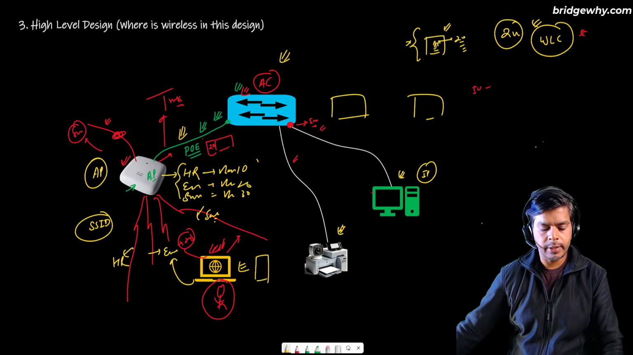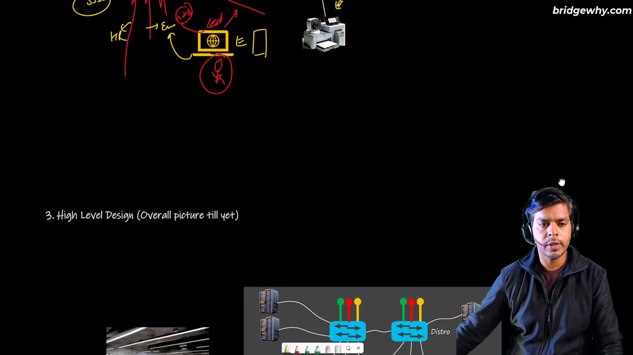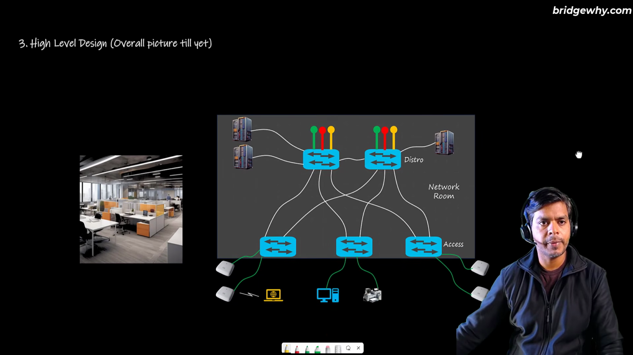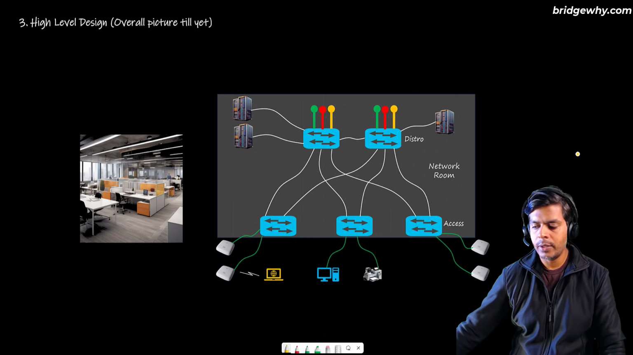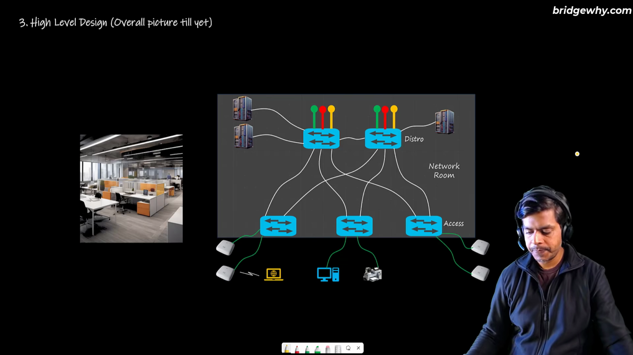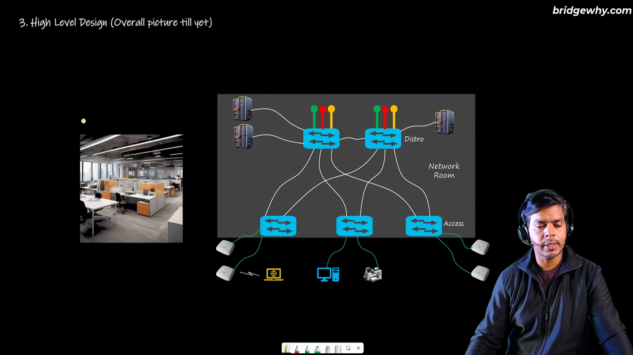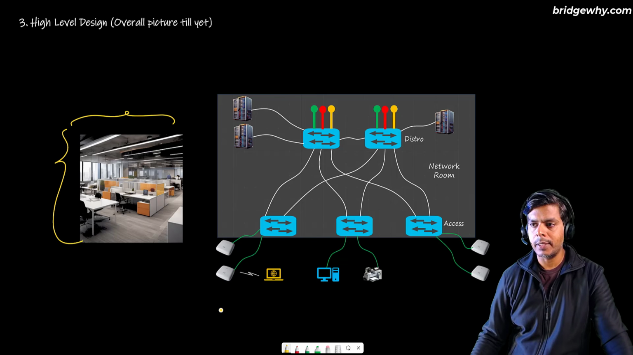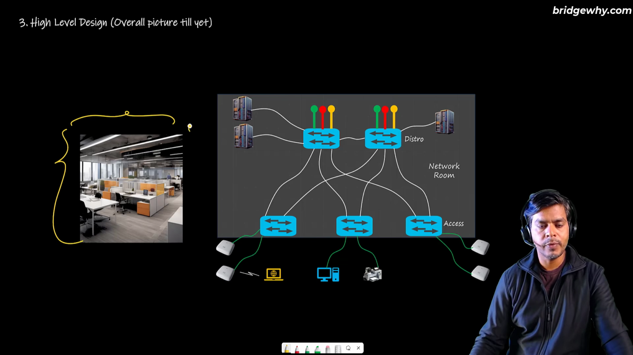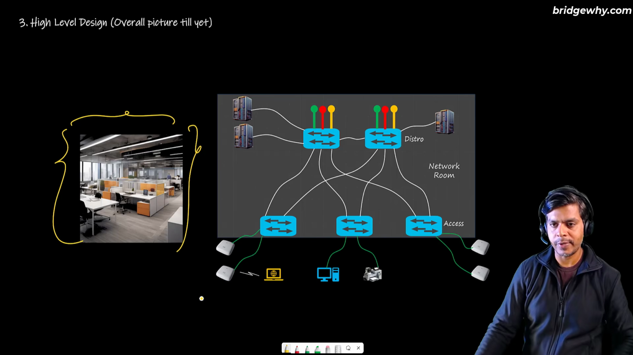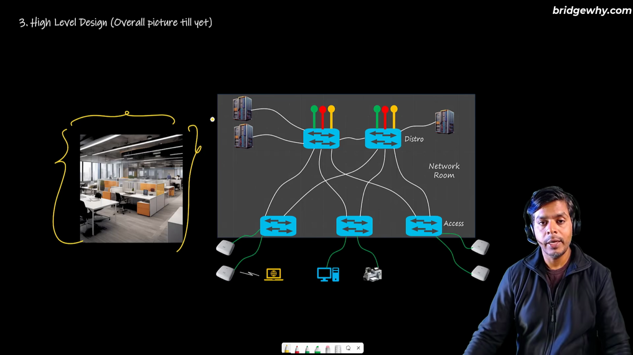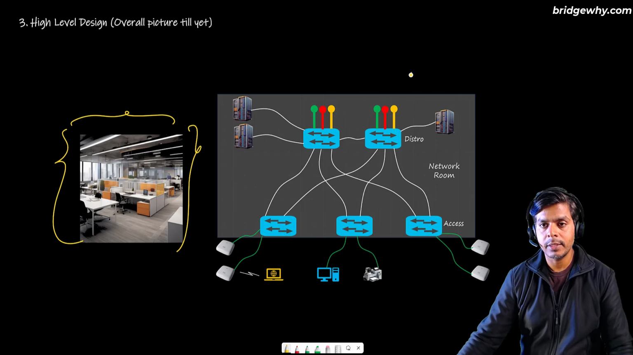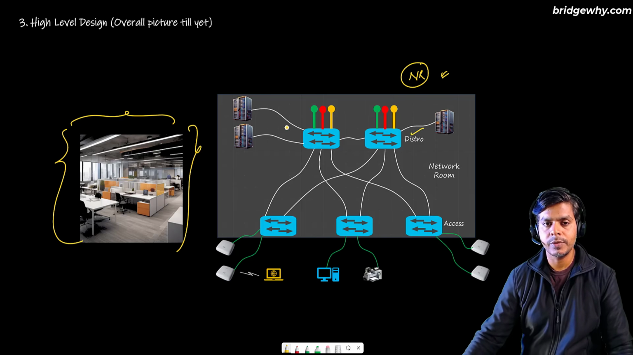So eventually, this is how the overall picture of your network looks, right? You see only this picture, the beautiful floor of an office. But eventually, you will see all the devices in a network room like this. We have distribution switches, we have servers attached to the distribution switch.